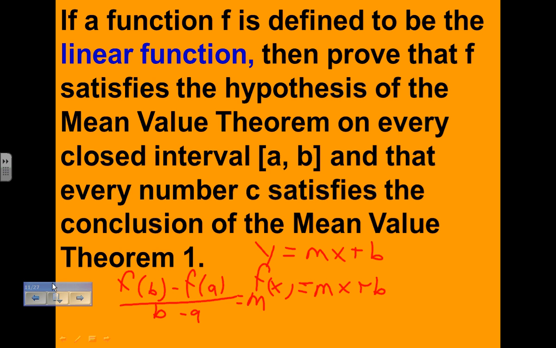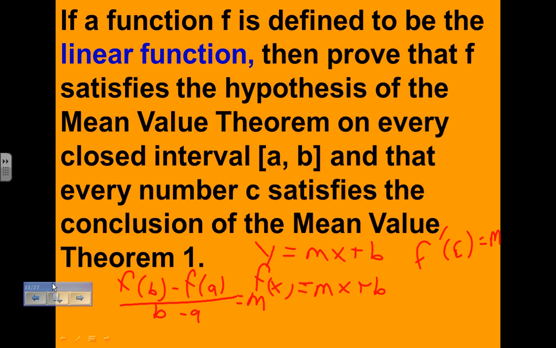That's like what you used in geometry. You use definitions to prove things. Everybody knows that f of b minus f of a over b minus a equals m. That's true for any linear function. So that means for any linear function, the average rate of change equals the instantaneous rate of change. f prime of c equals m. No matter what you put in, it's going to equal m. That means f prime of c equals the average rate of change for all c.